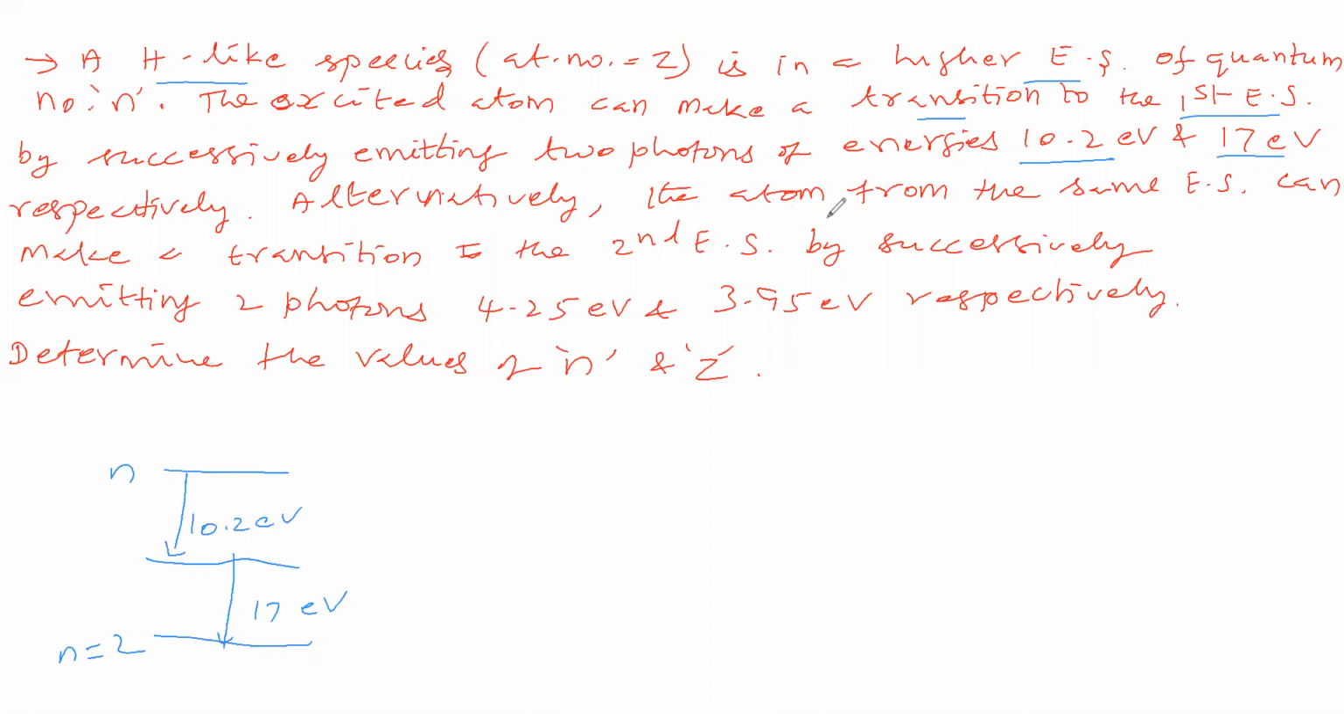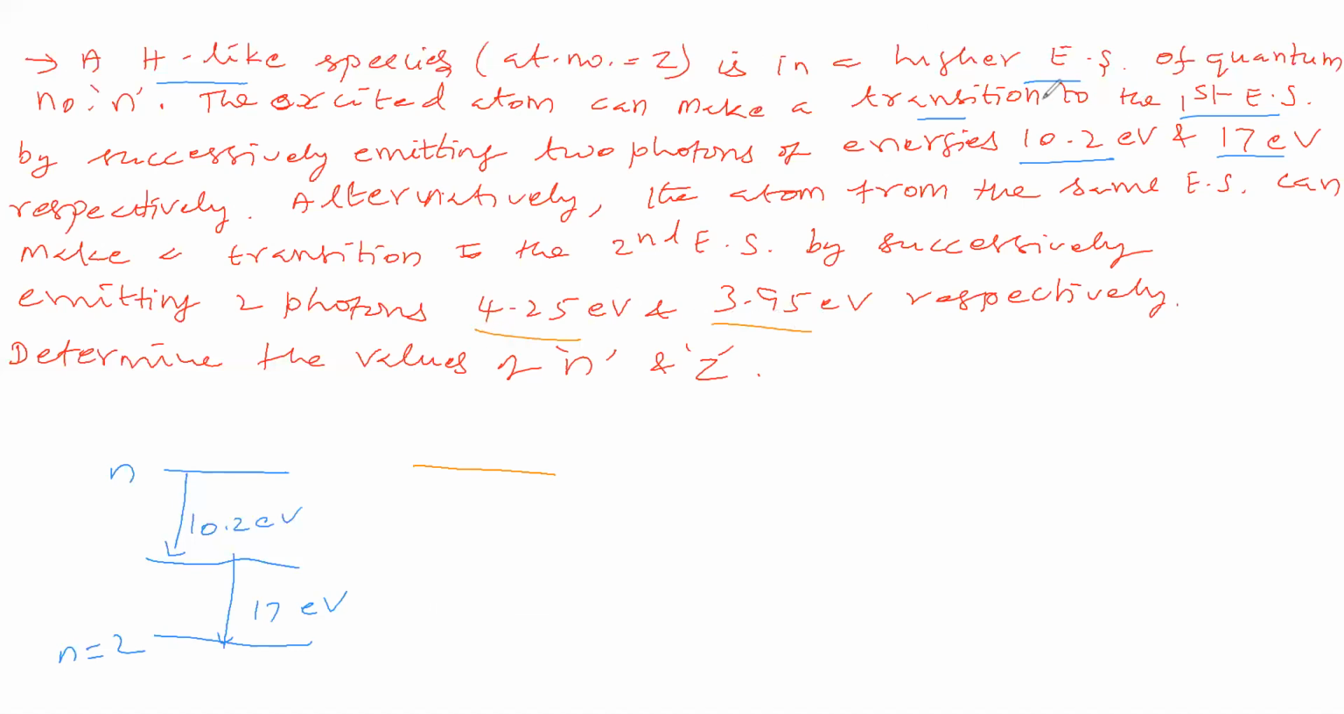Alternatively, the atom from the same excited state can make a transition to the second excited state. Second excited state means n is equal to 3. It comes from the same level to n equal to 3 by successively emitting two photons of energy 4.25 and 3.95. How many photons is it emitting? Two photons, 4.25 and 3.95.